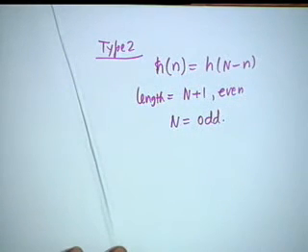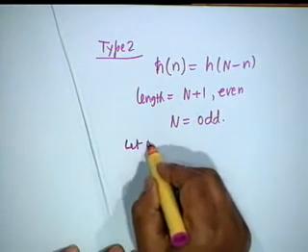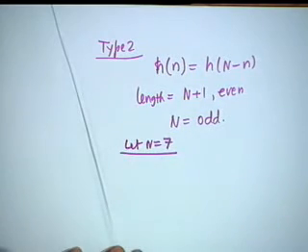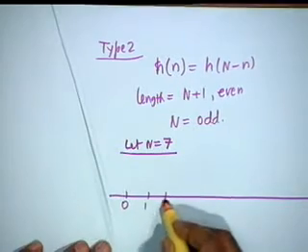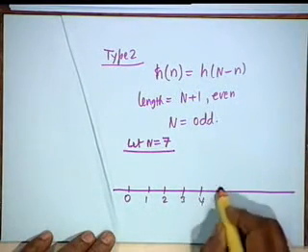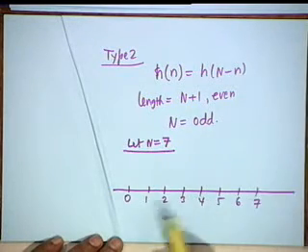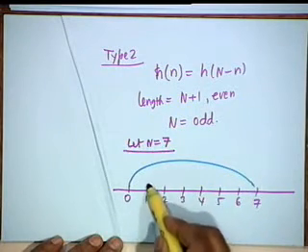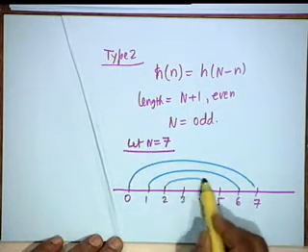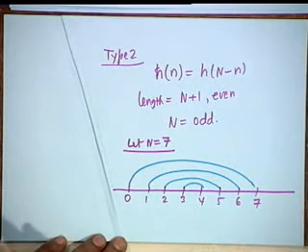Capital N is odd. Let's consider a typical example. Let N be equal to 7. Capital N is odd. Now look at this symmetry. 0, 1, 2, 3, 4, 5, 6, 7. Now our symmetry shall be like this: h[n] = h[N minus n], 0 and 7, 1 and 6, 2 and 5, 3 and 4. All of them have mates, okay? All of them have paired.